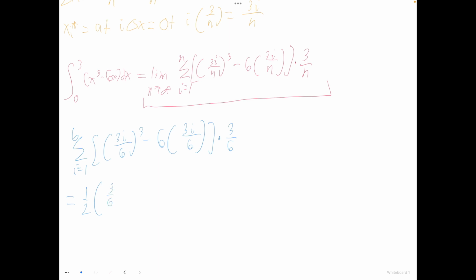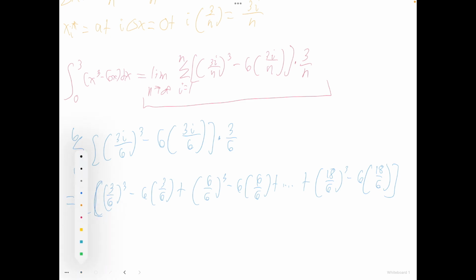So we're going to have 3 over 6 cubed minus 6 times 3 over 6, plus 6 over 6 cubed minus 6 times 6 over 6, and so on. I'm not going to write all of them down. The last one is going to be 18 over 6 cubed minus 6 times 18 over 6. So that's just writing down each of the terms in the sum. I'm kind of grouping things together like we normally would. I'm just plugging in the values for i.